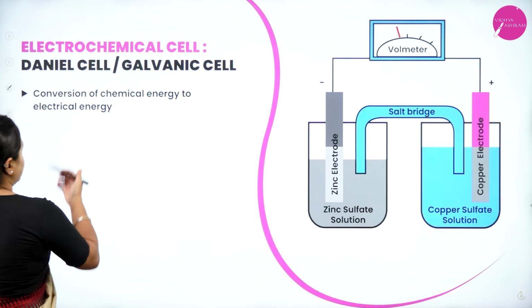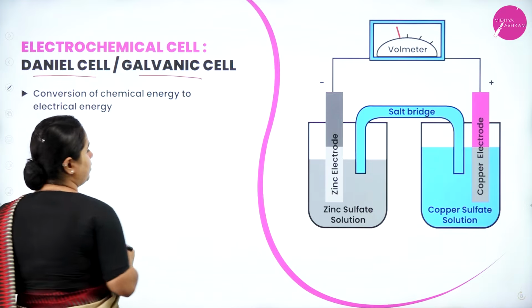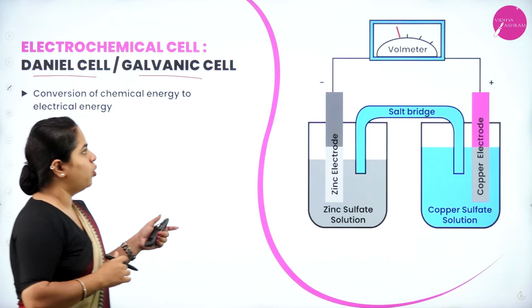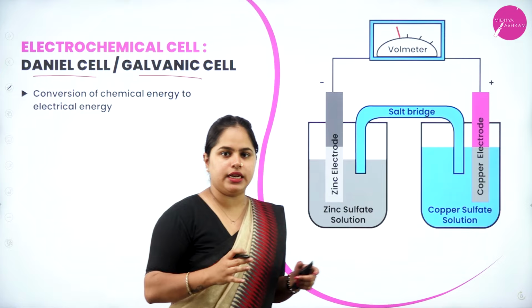Now moving on to, as I told you, the Daniell cell or galvanic cell. This is very important. Okay, so it is the same setup as we have studied in the electrochemical cell.